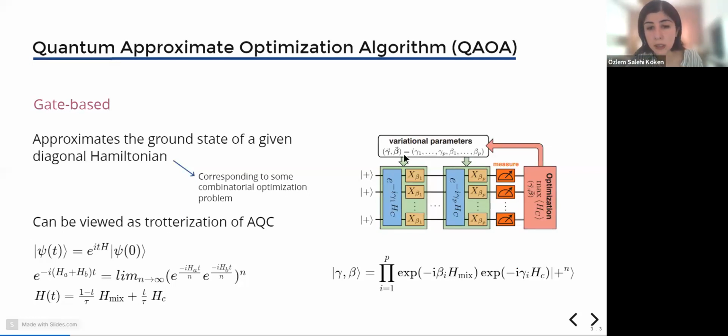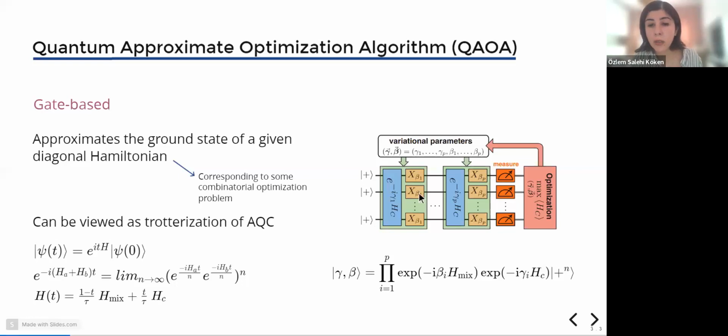You can check this green rectangle. Inside this green rectangle, we have an operator corresponding to Hc. And those parameterized X gates correspond to H mix. And we have P layers of them. And this corresponds to this quantum state here. We start in an equal superposition of plus states. Then we apply alternately H mix, Hc, H mix, Hc, and so on.